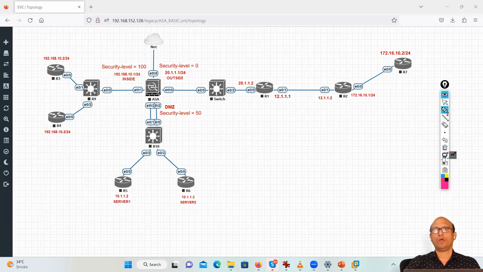So remember, on firewall, naming is compulsory and security level is also compulsory. Unless you name the interface or set the level, it will not work. So the default security level is what? Zero. Why? Playing completely safe.